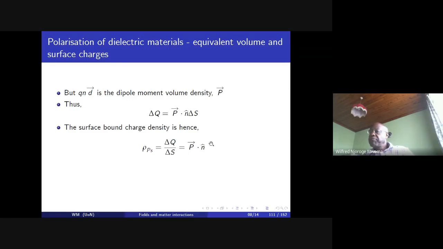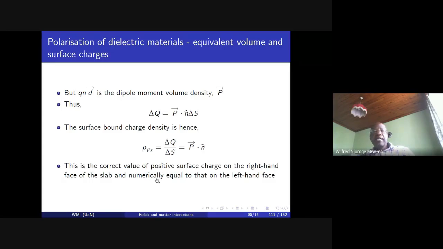Remember, here it may be confusing because sometimes we are using the prime, sometimes we are not using the prime. But as long as there is no ambiguity, we can always drop the primes so that we just get those values as shown there. So this is the correct value of the positive surface charge on the right side face of the slab, and this will be numerically equal to that of the negative face, the left-hand face of the dielectric.